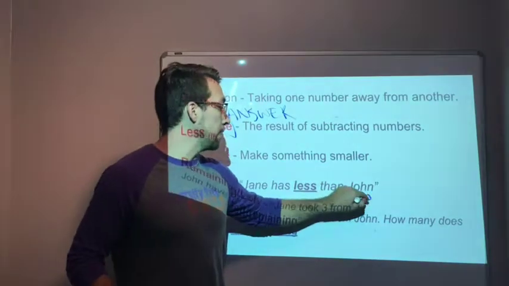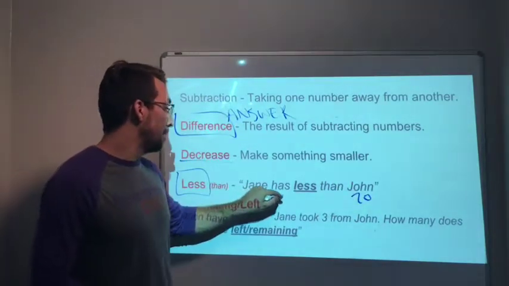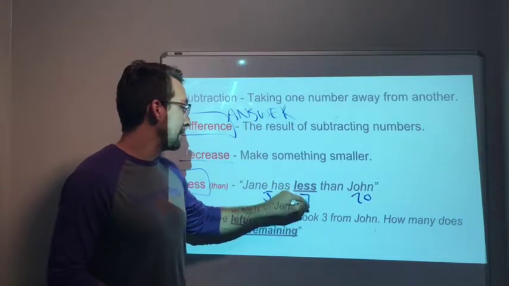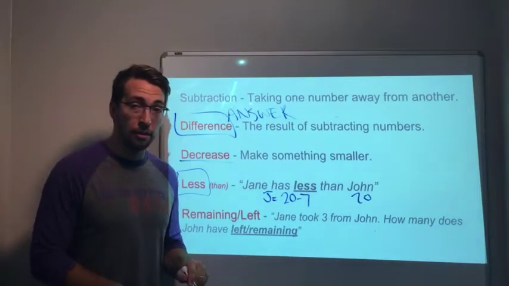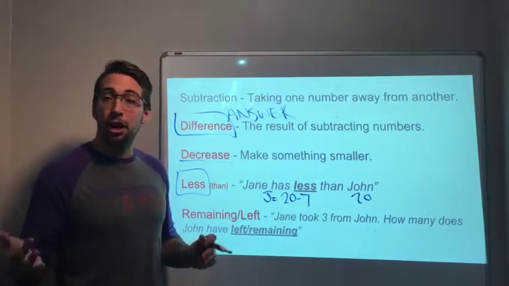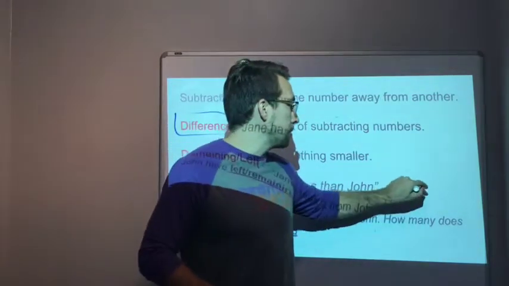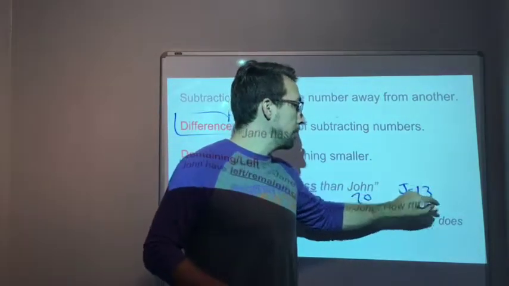Remember, John has 20, so we have Jane equals 20 minus 7. So what is that? Jane has 7 less apples than John. How many apples does Jane have? Well, she has 13 apples. Jane equals 13 apples.